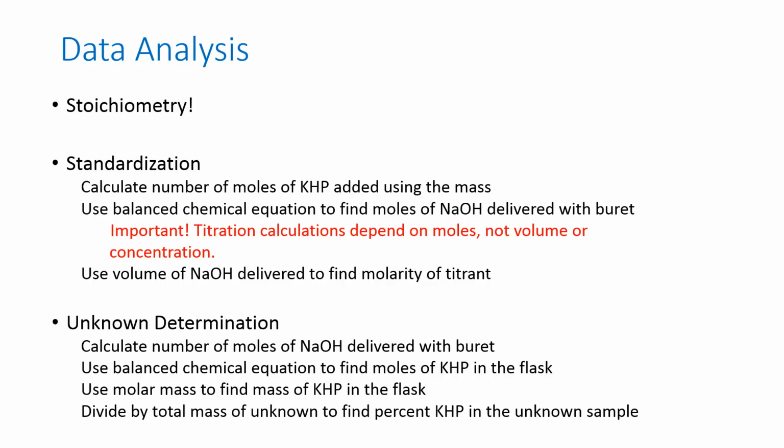But you're not done at that point, because you want to figure out, okay, of the total amount of unknown I put in the flask, what percentage of that was KHP? So you divide grams of KHP by grams of unknown sample, total sample, and multiply by 100, and that gives you a percentage. That percentage is what you're going to report as your answer. Some percent of KHP in the unknown.